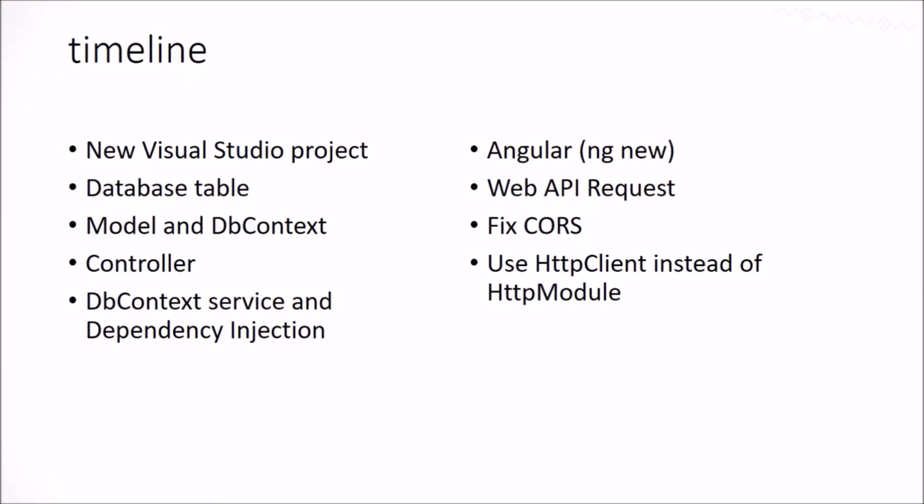So let's just review our timeline here. I created the Visual Studio project, created a database table, created our model and our DB context, and then from that I created a controller. Then we had to convert our data context into a service so that we could inject it as a dependency into our controller, and then we got Angular working. Now we're going to make Angular a separate project.